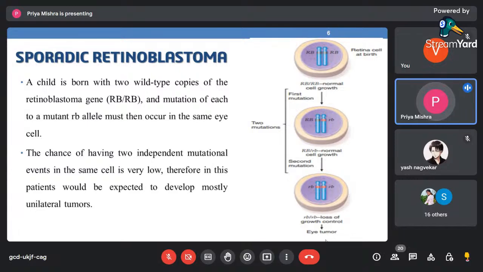So the first mutational event will take place, and it will convert only one allele. It will mutate only one allele, and then a second mutation is required to form RB-RB, so that both the alleles are mutated, and only then is the eye tumor formed. So in this, I have said that only a unilateral tumor is formed, because the chance of having two independent mutational events in the same cell is very low. Therefore, the patient is expected to develop mostly a unilateral tumor.